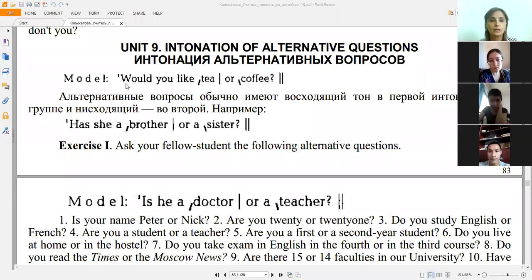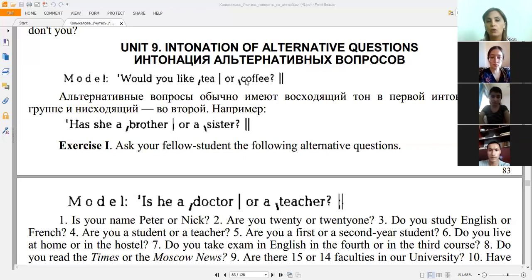Would you like tea or coffee? Would you like tea or coffee? Here, pay attention. Tea is the nucleus of the first non-final intonation group. And there is a syntagm here. This is the mark of a separate intonation group. And that is why tea is the last syllable of an intonation group, which is called the nucleus here. And tea is pronounced with the low rising nuclear tone here.